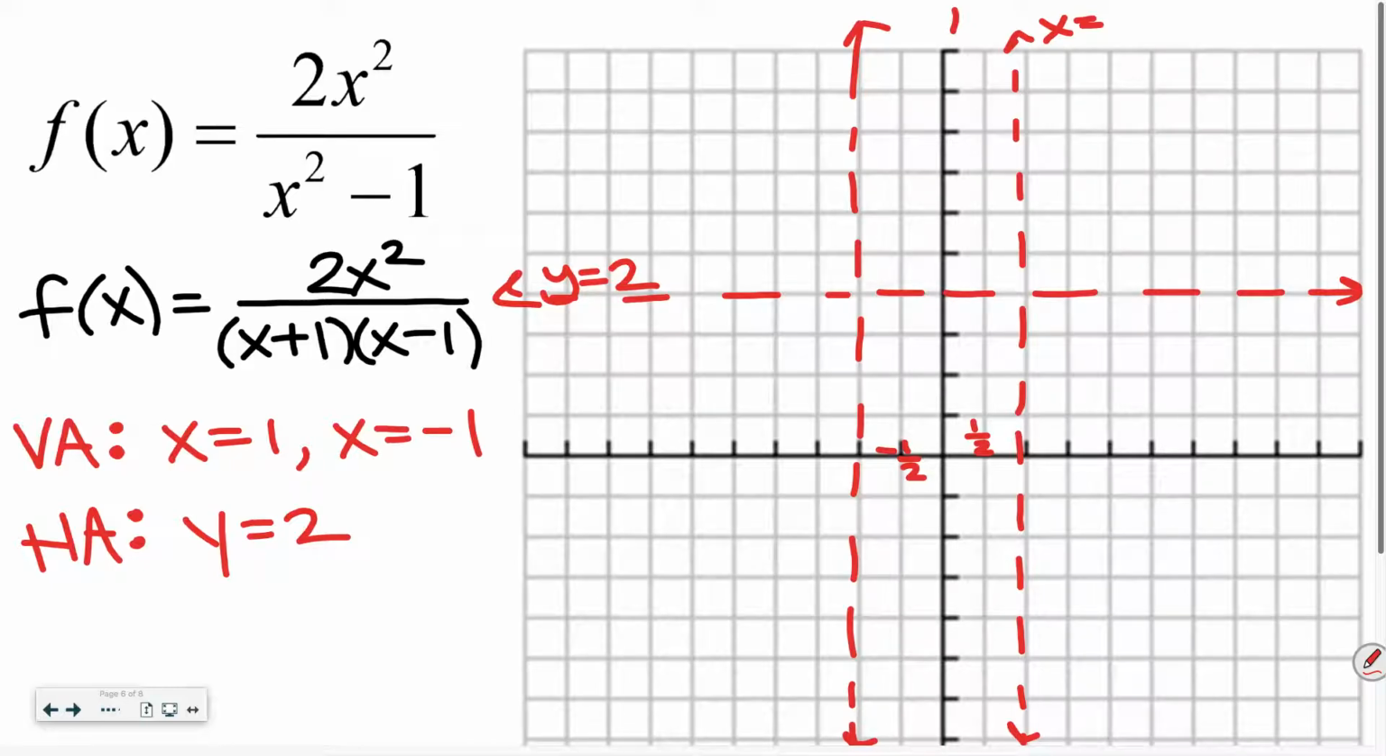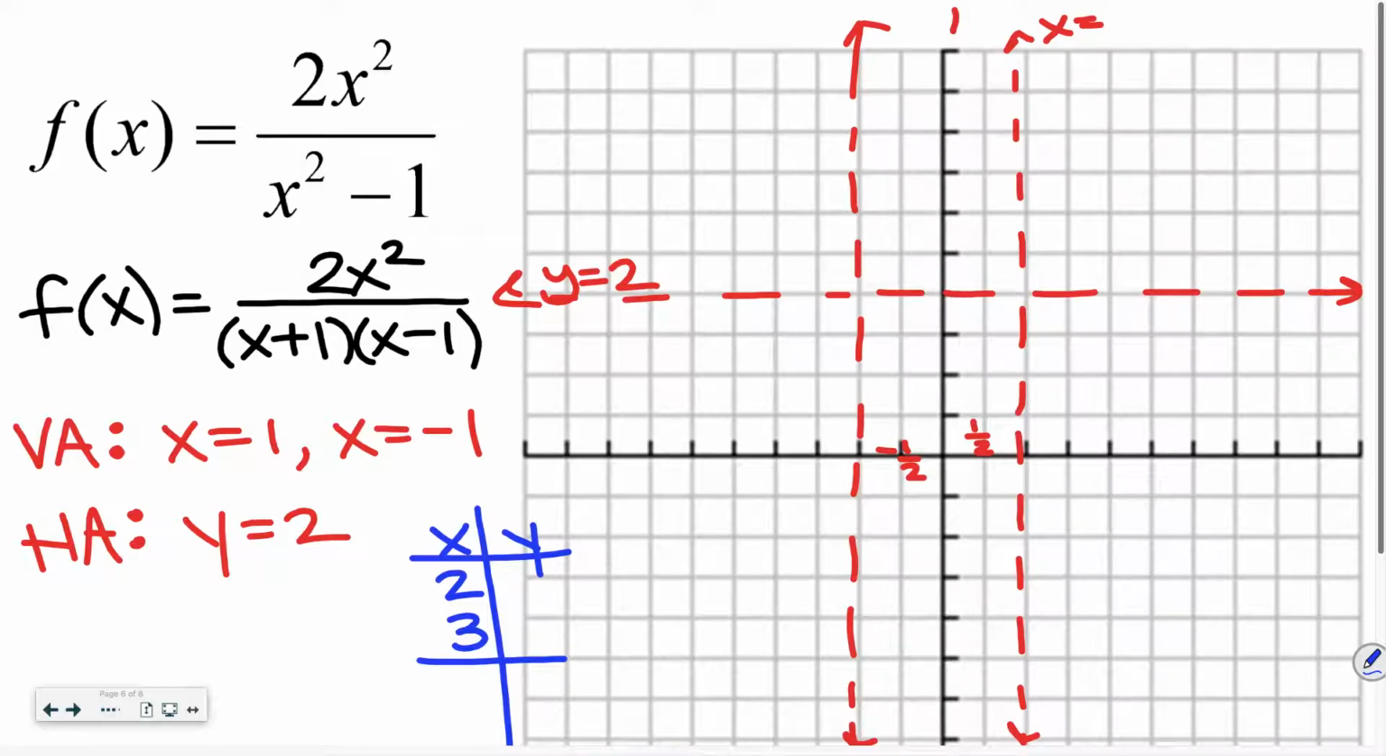Now we just have to plug numbers in. Help me out. Let's go to the very right side. For our right chunk, I would pick 2 and 3. Pick integer values that are nice.